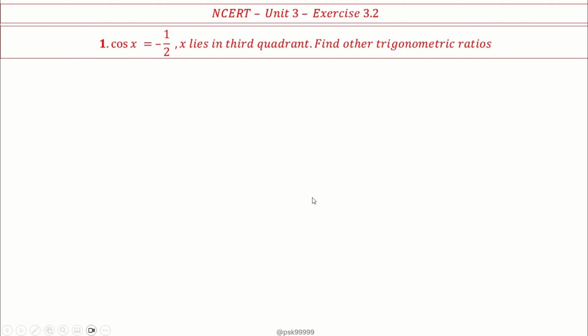Let's do NCERT exercise 3.2. I will not go through all the problems. I will just explain a few of them, the important things.